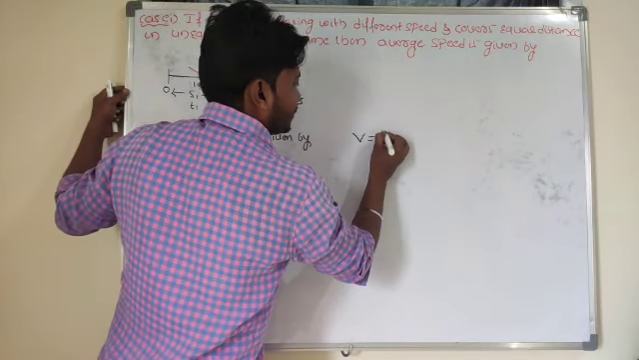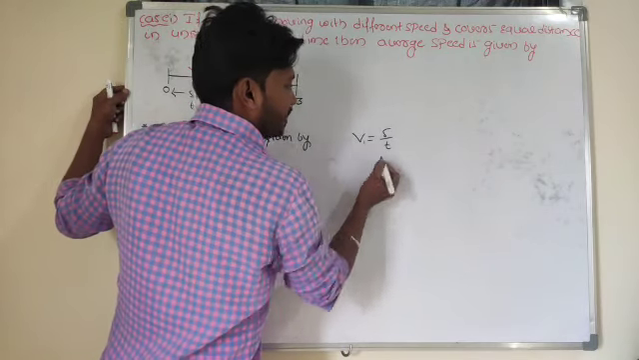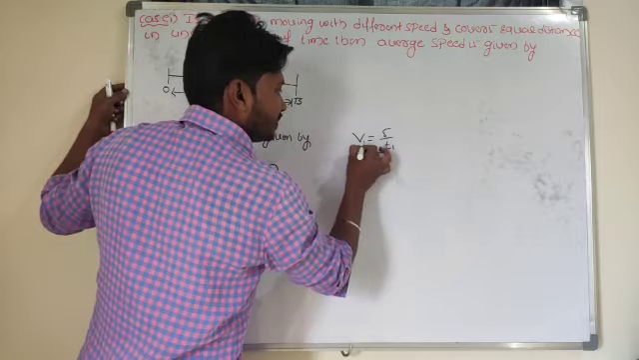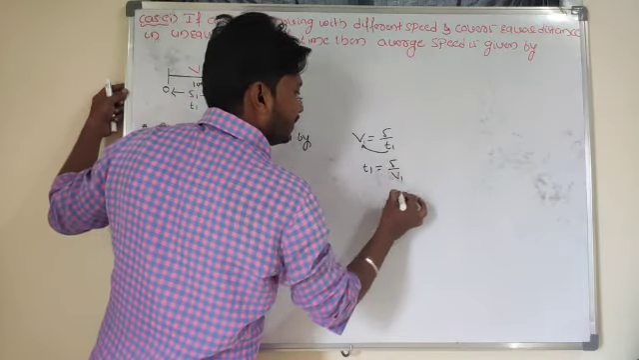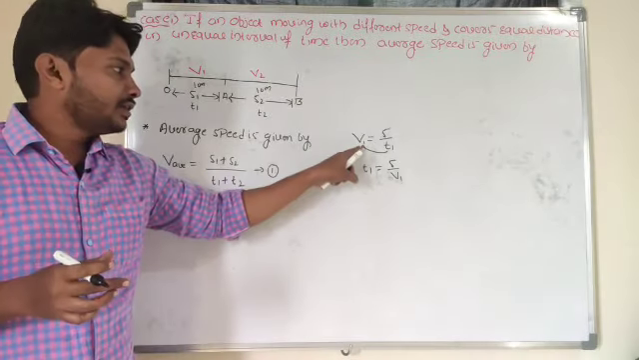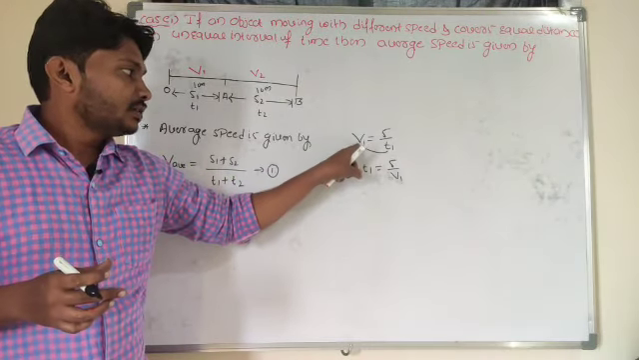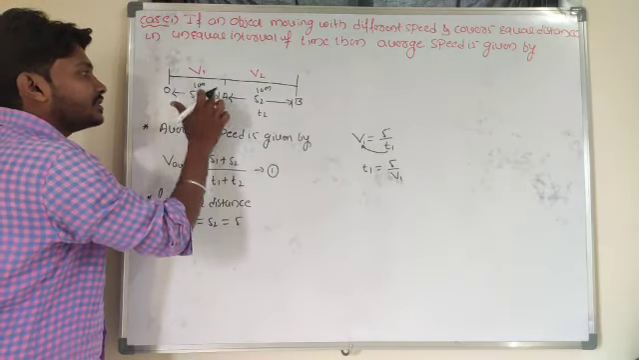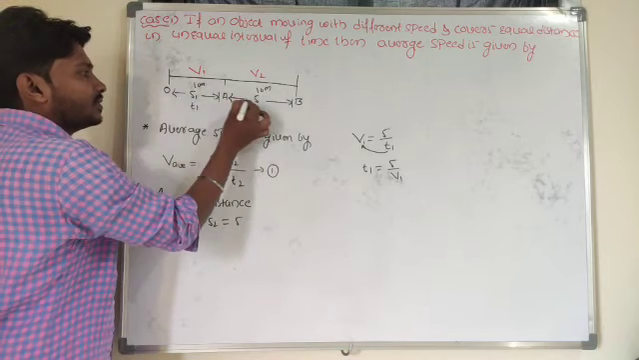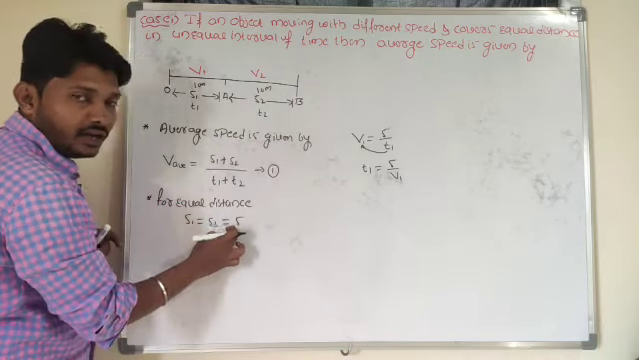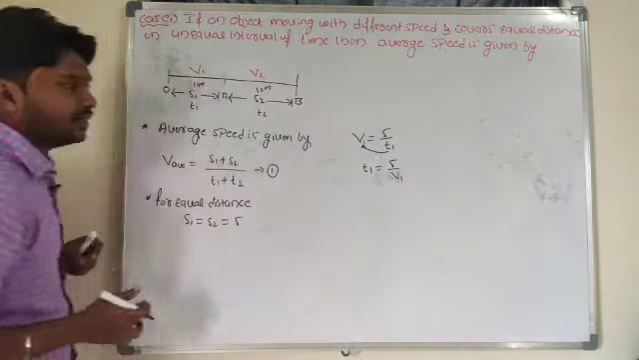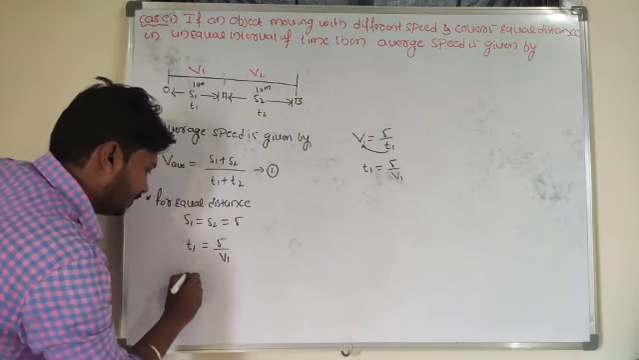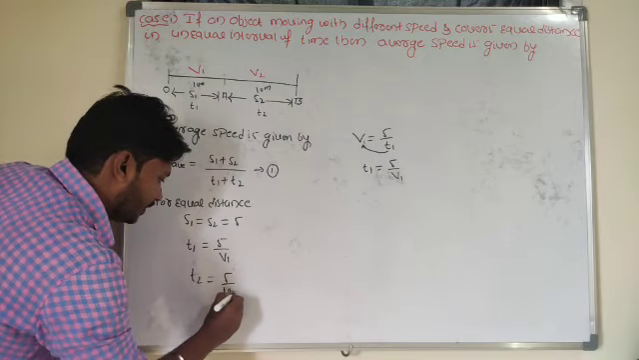Speed is equal to distance by time. Speed is v1, the distance is the same, s, and time is t1. Let me rearrange the equation. The general formula for speed is distance by time, so with speed v1 and time t1, it covers the same distance: s1 is s and s2 is also s. So t1 is equal to s by v1, and t2 is equal to s by v2.